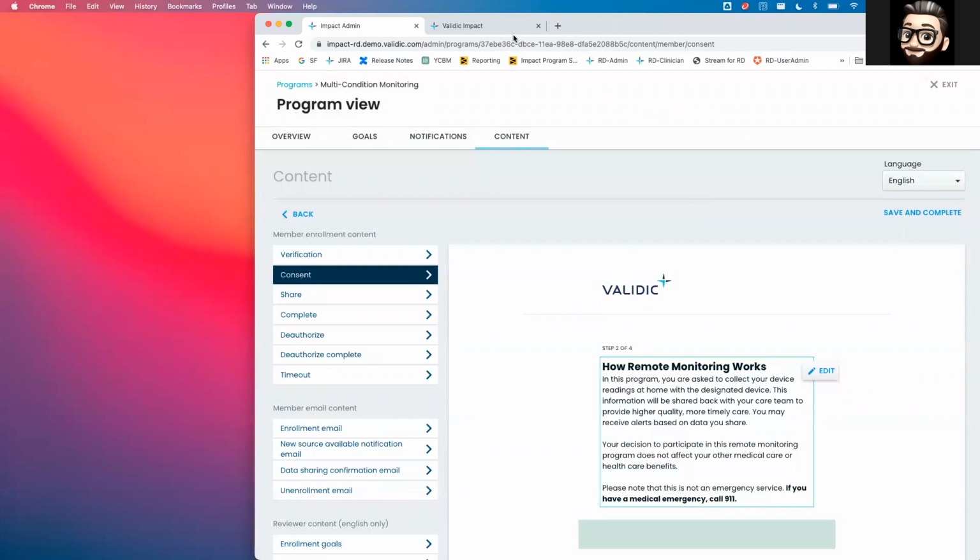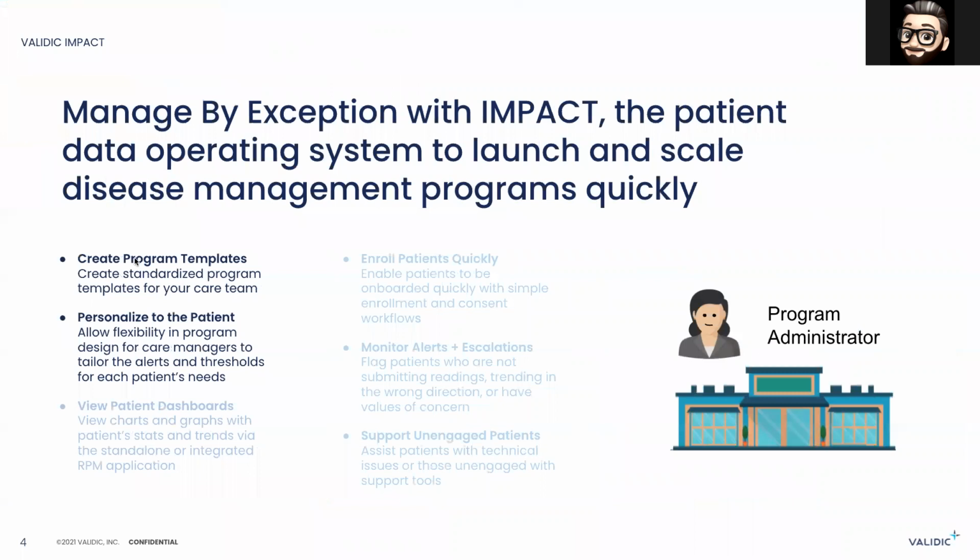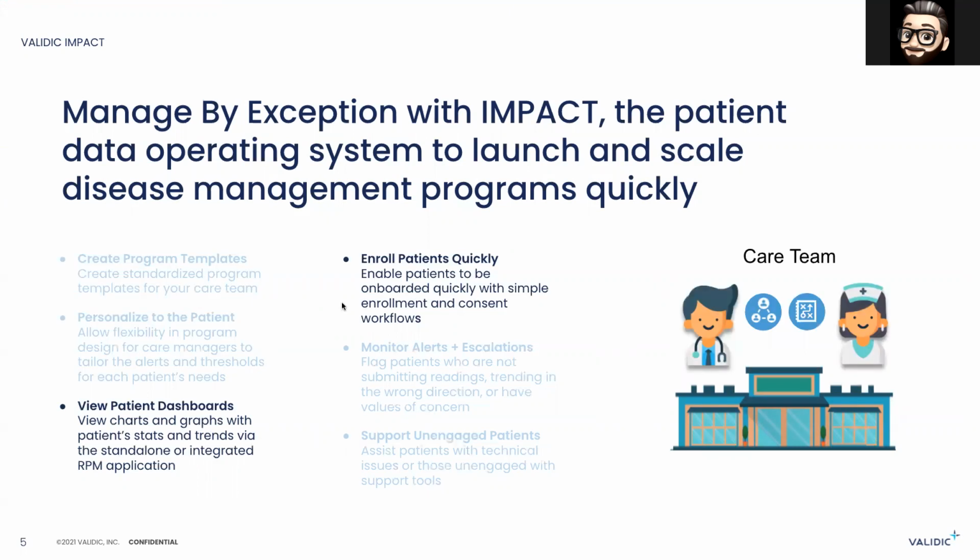So now that I've created my program, just to recap, we have created a program template. It's standardized for that program: what data types we care about, what parts of my organization this program is going to be available to, what we want the default goals for that program to be, what actions we want set up by default when certain rules are triggered, and all of the content that is going to be encountered by the care team and the patients. So now that we've done that, let's take a look at what it looks like for a care team member to actually enroll a patient in the program.